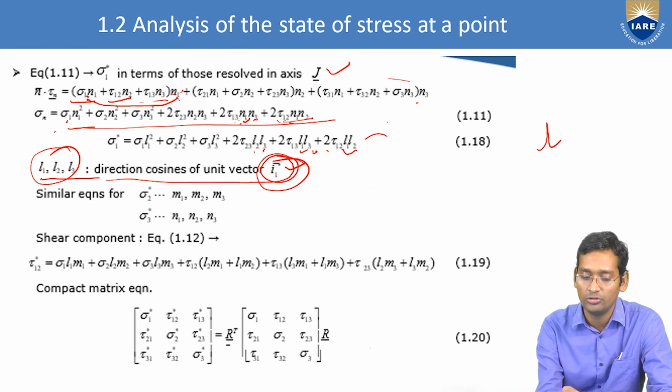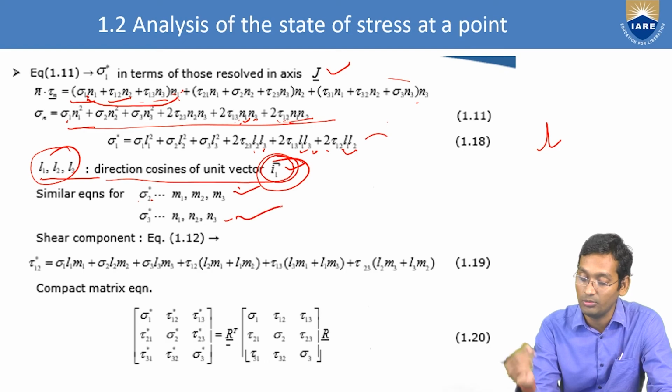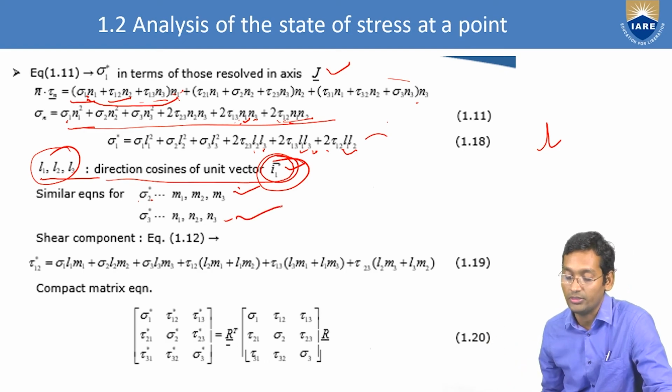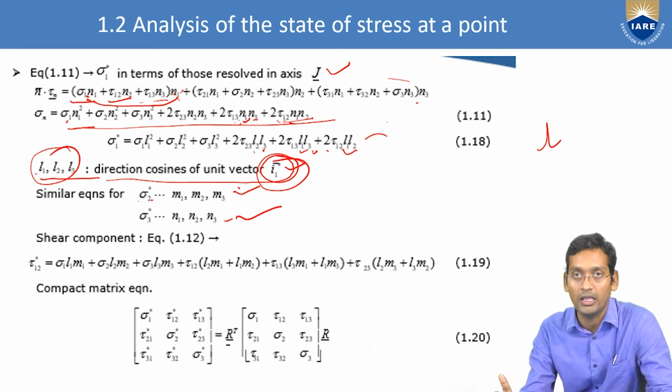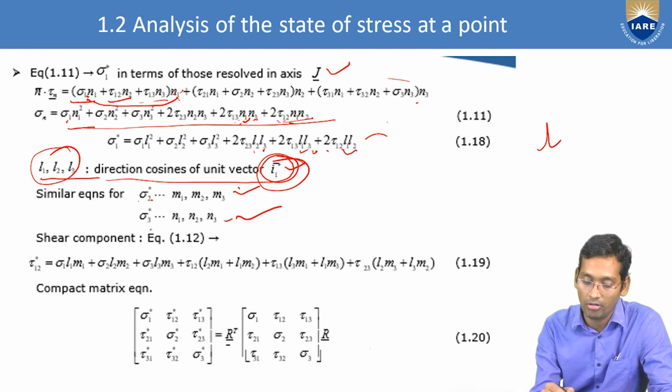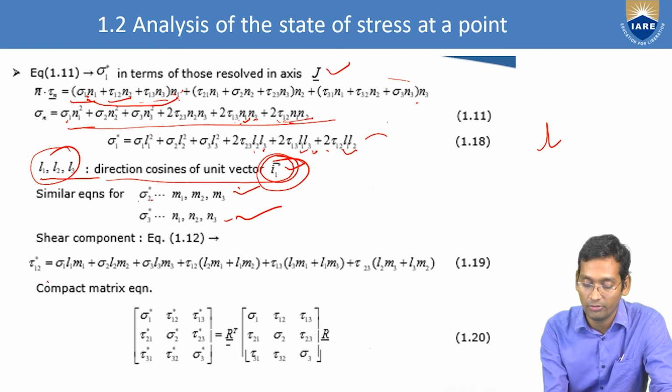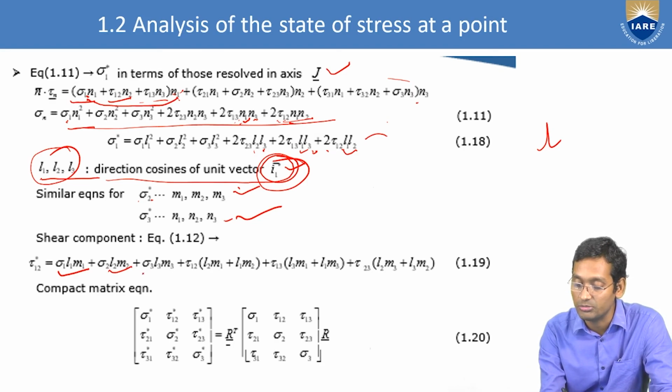Similarly, you can find for sigma 2 star, sigma 3 star. For sigma 2, the direction cosine will be M1, M2, M3. For sigma 3 star, the direction cosine will be N1, N2, N3. And for the first, L1, L2, L3 will be the direction cosine. Now just combine all these three. After that what happened? Tau 1 2 in one direction. So sigma 1 L1 M1, sigma 2 then L2 M2, sigma 3 L3 M3. Now earlier that becomes a square.